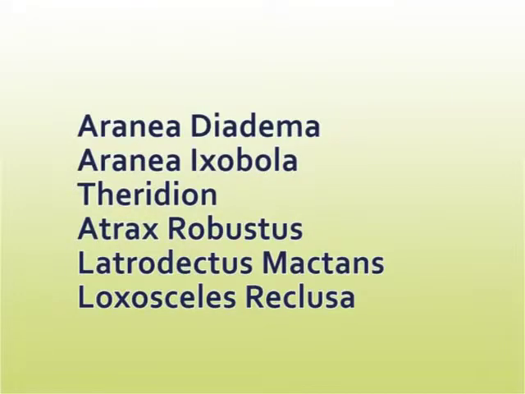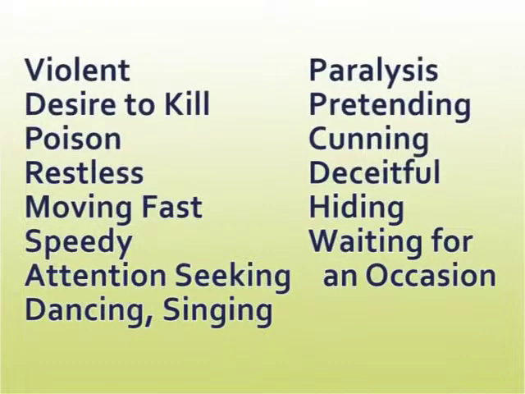Another well-known subkingdom from our classical Materia Medica is the kingdom of the spiders. We know this subkingdom by the best known remedy, the representative, Tarantula. If we study other remedies also mentioned in our classical books like Aranea, Aranea ixobola, Aranea diadema, Pteridion, Atrax robusta, Latrodectus mactans, Loxosceles reclusa, and others, then we get a more generalized spider picture. We know more or less the keywords, which are violence, desire to kill, again poison, the same as we heard in the snake kingdom. They are known for being very restless, moving very fast, very speedy, attention-seeking behavior by dancing and singing, and you know, the name of Tarantula is due to the dance.